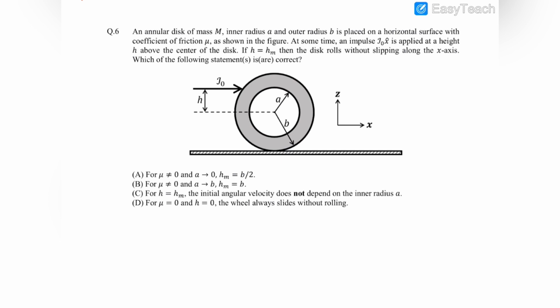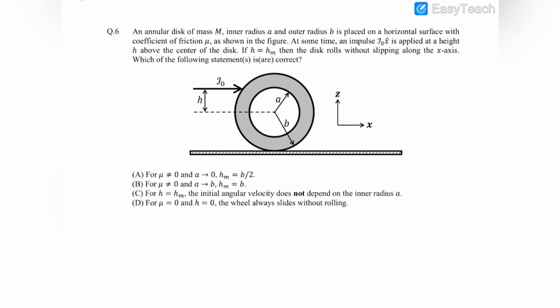If it is given that h is equal to hm, at which the disk rolls without slipping on the x-axis, then which of the following options is correct? So the first option, that for mu non-zero, a is 0, hm is equal to b by 2. So let us examine this fact.